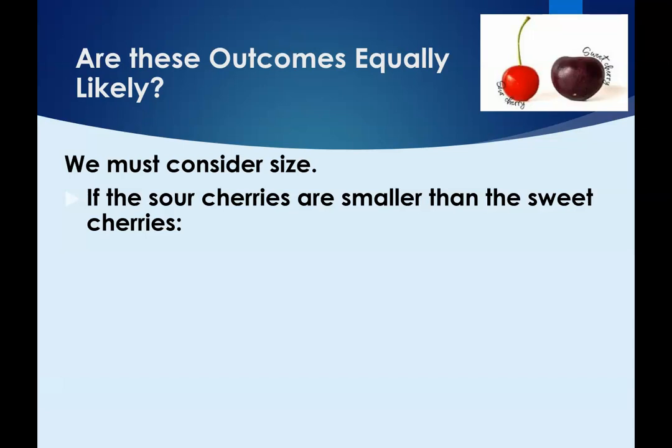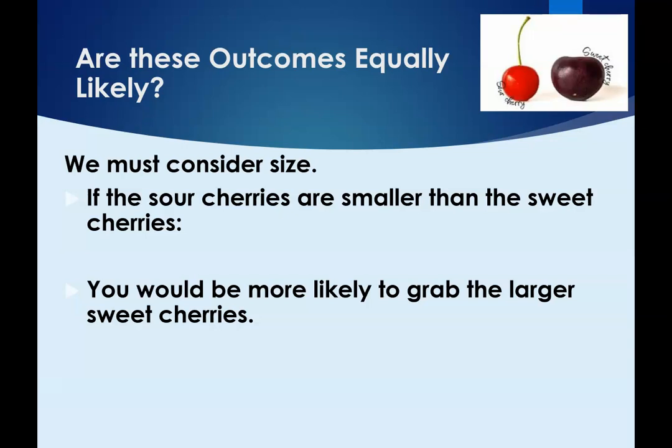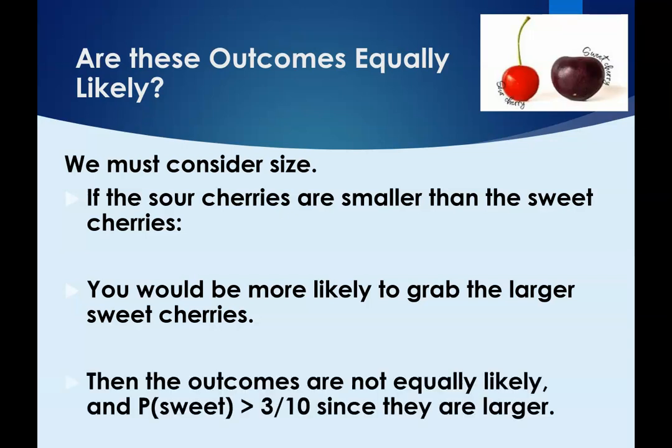So you would be more likely to grab the larger sweet cherries. So even though we said the sweet cherries, I think we said 30%, right? Probably we're going to get more picks on that just because they're more likely to be grabbed. So that wouldn't be a good chance of a likelihood. Or we just want to consider that. Like, okay, well, if they're bigger, I want to put that in there.